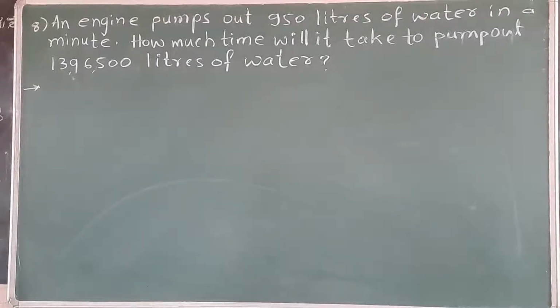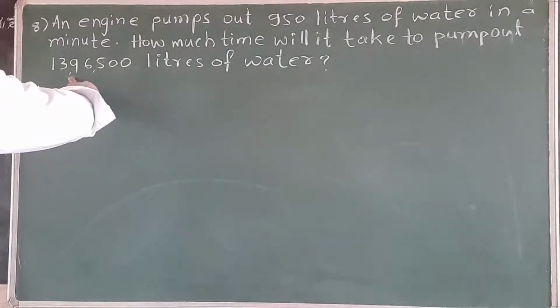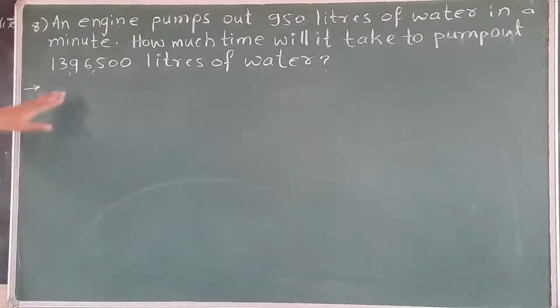An engine or pump set pumps out, in 1 minute or each minute, 950 liters of water, and in total it pumped out 13,96,500 liters of water. To do this work, to pump out this much quantity of water, how much time did it take? Now we have to find this one. If we divide the total quantity of water by the quantity of water pumped out in 1 minute, then we will get the total number of minutes required to pump this much water. Now we will divide.